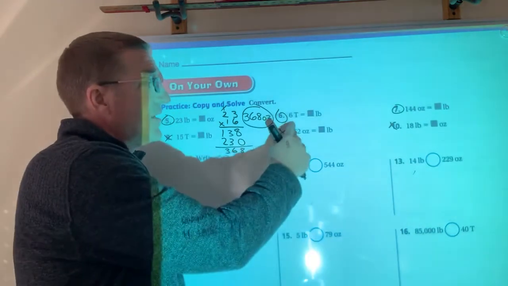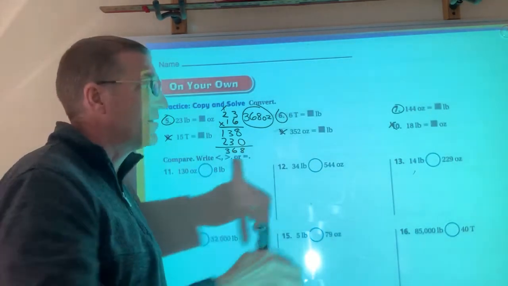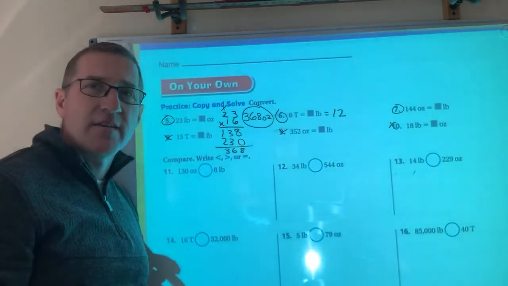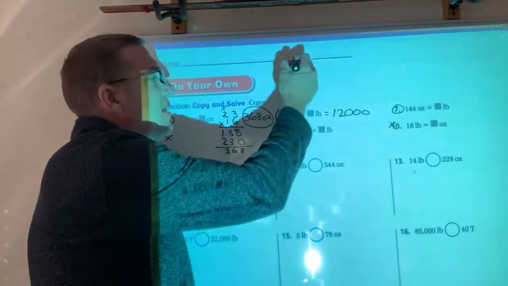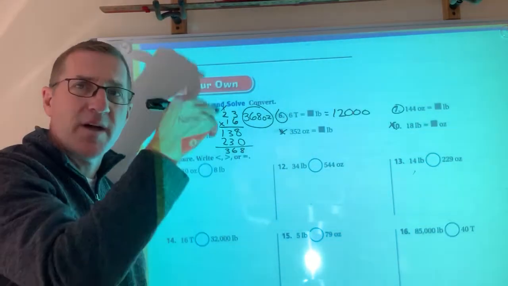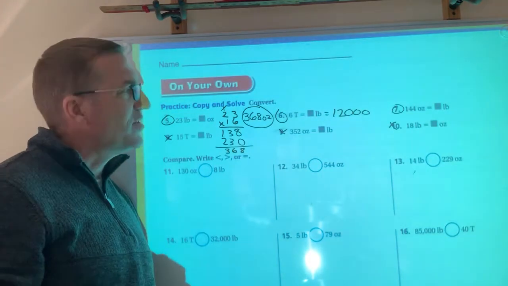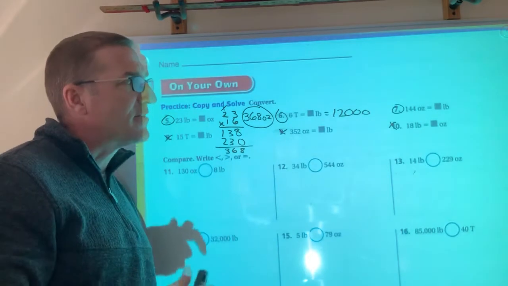So 6 times 2,000, what's 6 times 2? That's 12, right? And then how many zeros do I add? 3. 1, 2, 3. Please don't set it up where you're multiplying and putting zeros in, zeros in, and zeros in. You can just multiply by 2 and add 3 zeros. Easy peasy.